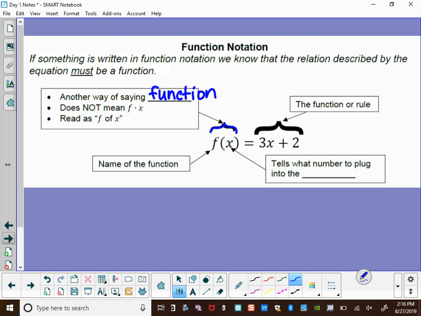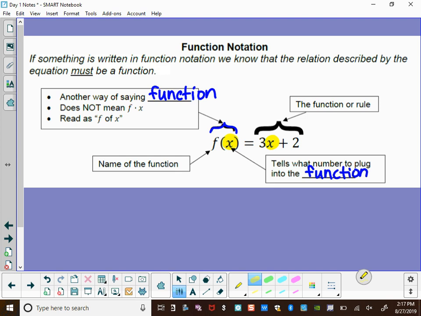Sometimes we'll have different letters here, like F, G, H, C, that'd be C of x. Yeah, it's a variable, but I don't want you guys to just get caught up on that being the function. It could be a G and it's still the same thing. All right, and so this is what number to plug into the function. So whatever variable or whatever number is there tells us what number to plug in for our function.